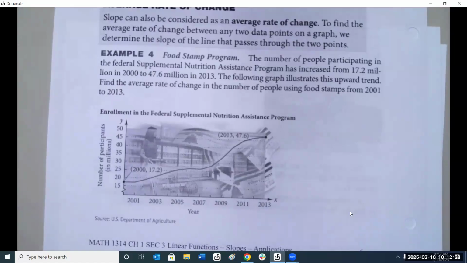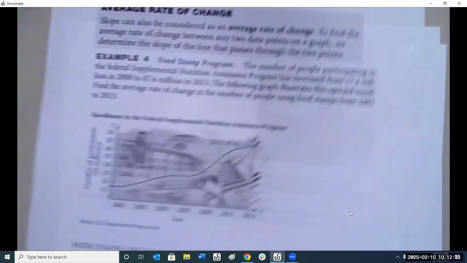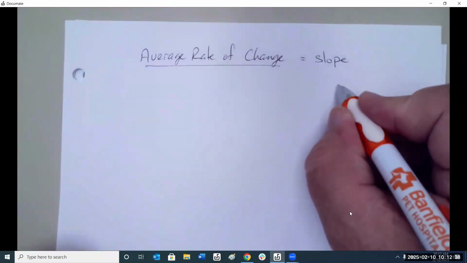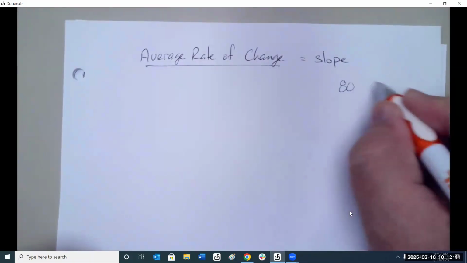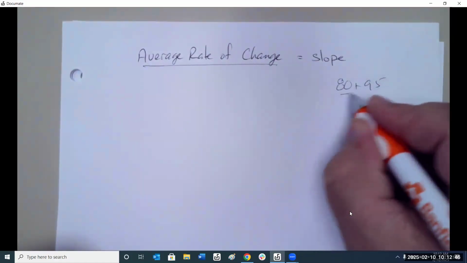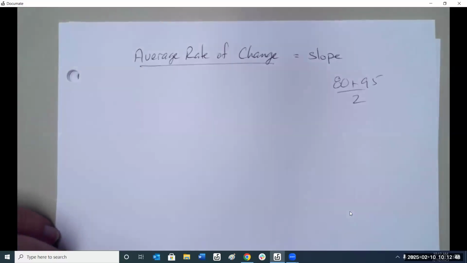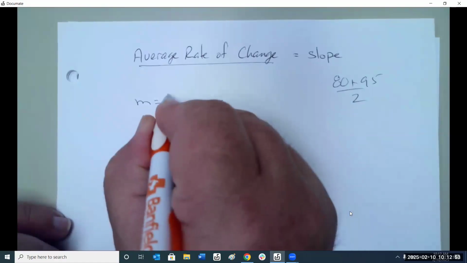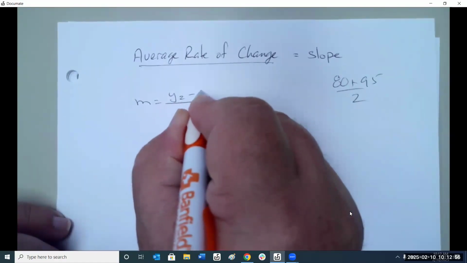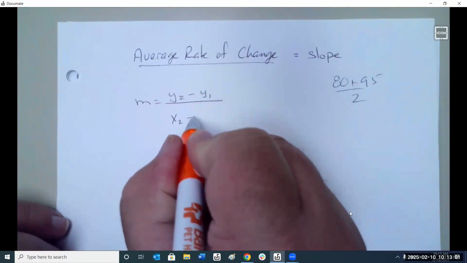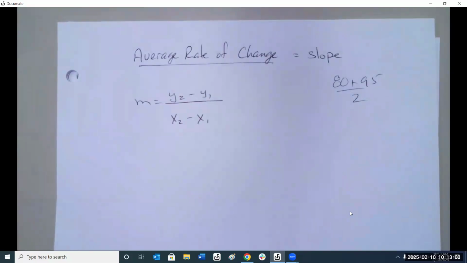Why is it called the average rate of change? How do you find the average of something? If you had two test scores, you made an 80 and a 95, how would you find the average of those two test scores? Which is what we're doing here. The average rate of change is your slope, because you have the amount of distance between the two vertically over the amount between there.